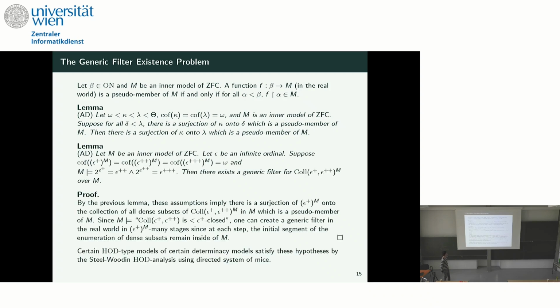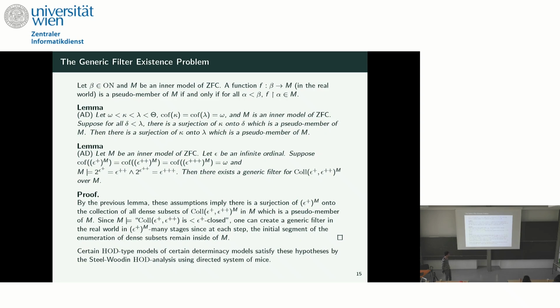surjection. Now, assume M is an inner model of ZFC and epsilon is an infinite ordinal. Suppose the true cofinality of epsilon plus in M, the true cofinality of epsilon double plus in M, and the true cofinality of epsilon triple plus in M is omega, and M satisfies 2 to the epsilon plus is epsilon double plus, and 2 to the epsilon double plus is epsilon triple plus. Then you can find in the real world a generic for Col(epsilon plus, epsilon double plus) of M over M.